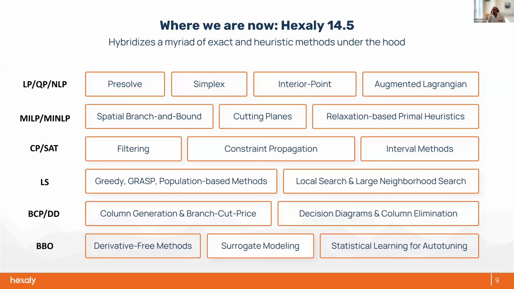So you can see that we have almost all techniques from all the categories. We have techniques from LP, QP, NLP, MILP, MINLP, CP, SAT, LS for local search, heuristics at large, BCP for branch-cut-price, decision diagrams, BBO for black box optimization because we support black box optimization. So a lot of techniques, tightly combined. It's not a portfolio solver. It's not just, okay, I have a model, I select among all these boxes which is the right one.